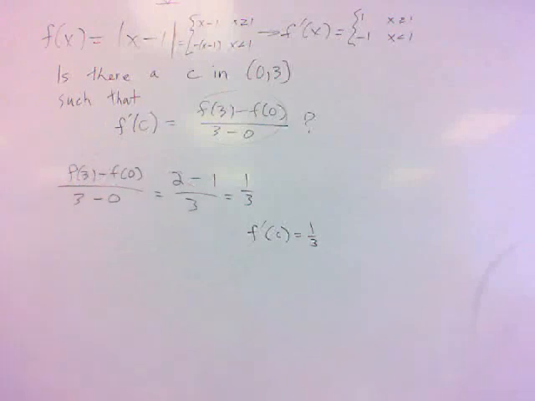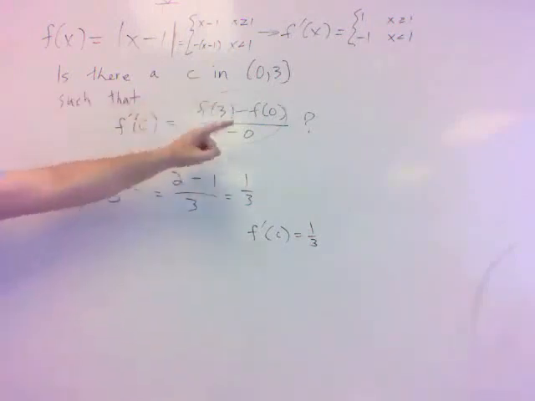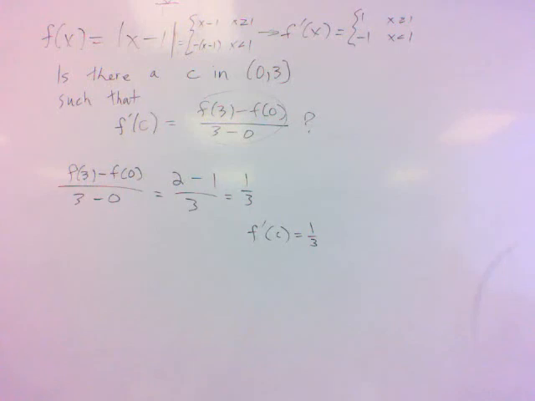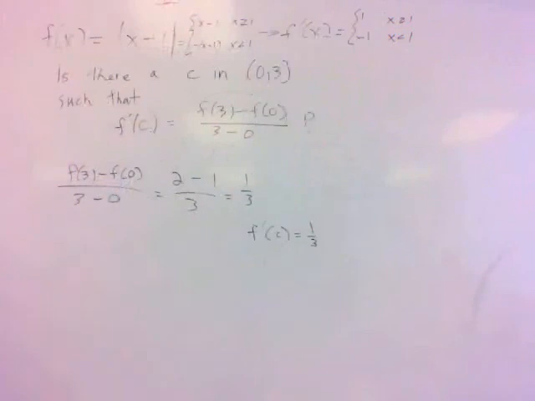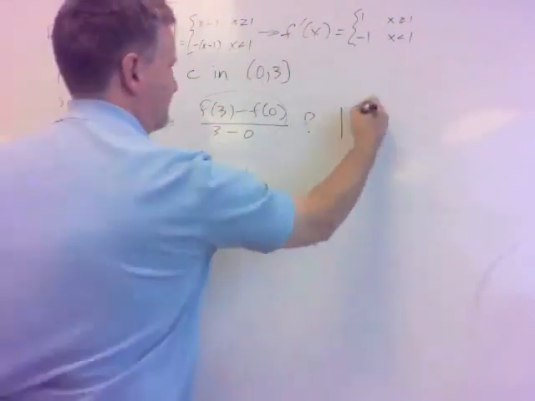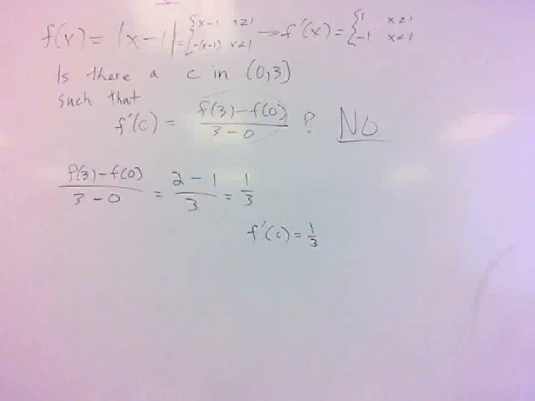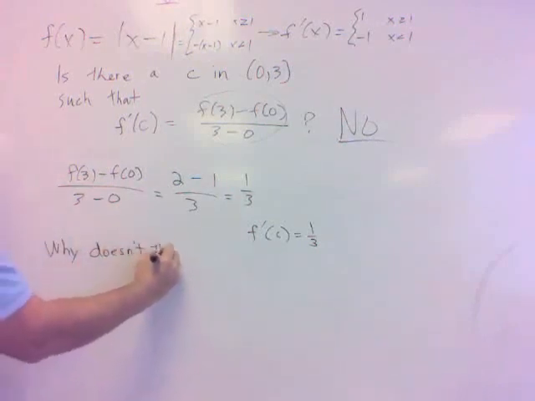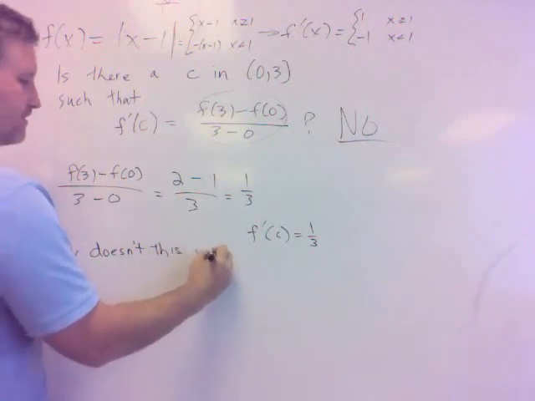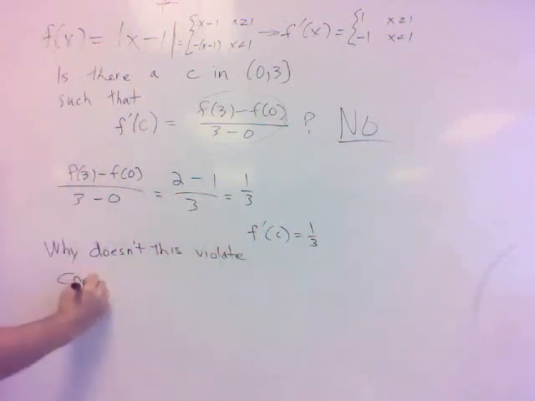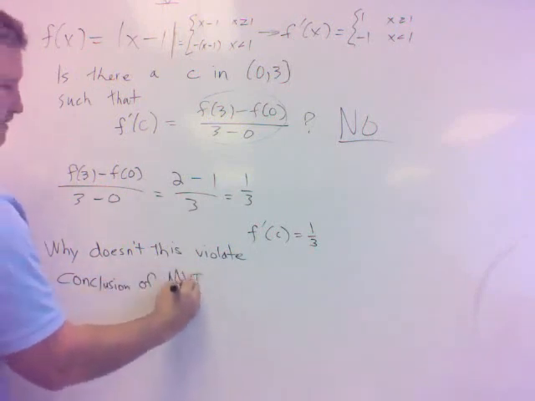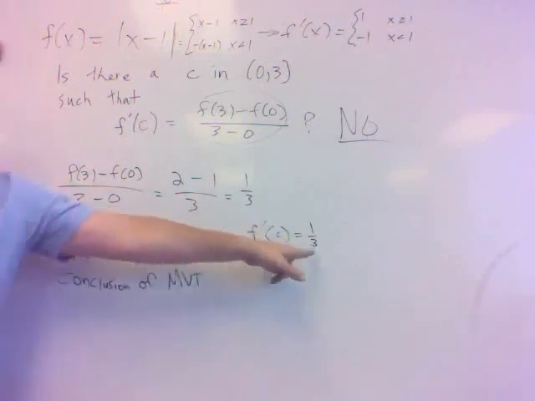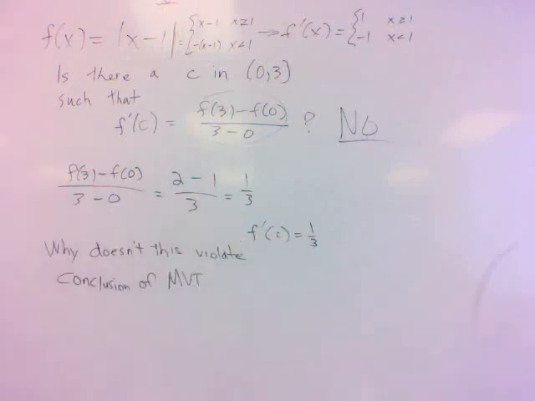So back to the question. Is there a c in 0, 3 where the derivative is 1/3? No, because the derivative is only ever 1 or negative 1. That's the only value. So that's a big fat no. Okay, why then doesn't this violate the conclusion of mean value theorem? Because mean value theorem says there is a c that gets to that. Why doesn't this violate it?